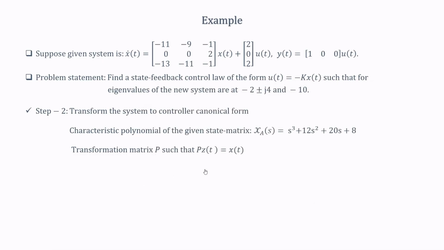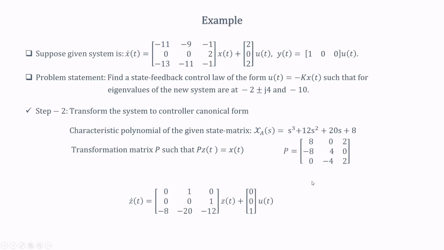Okay. So, once we have done that, our P inverse AP will come out to be this matrix. This will be your A hat matrix and this is your B hat matrix. Remember, we started the system with state variable x, but now we have transformed the system to state variable z. We will solve the problem using state variable z and then we will go back to the actual states again.